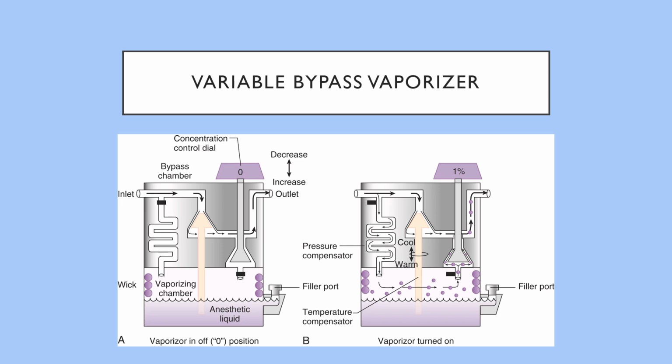The concentration control dial determines the ratio of gas that flows through the bypass chamber and the vaporizing chamber. And then a temperature compensating device further adjusts that ratio. The vaporizer concentration control dials are labeled to set vaporizer output in terms of volume percent and are calibrated at sea level.